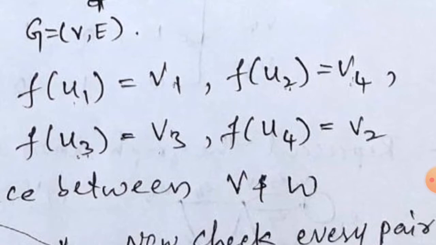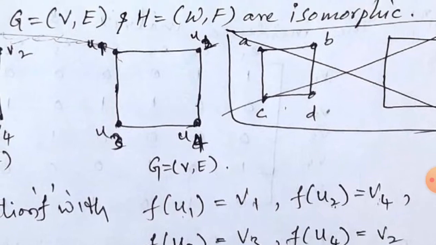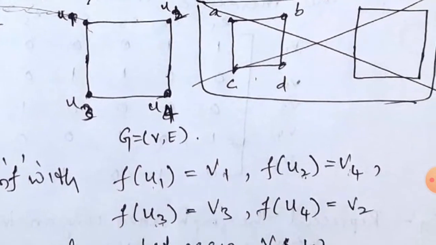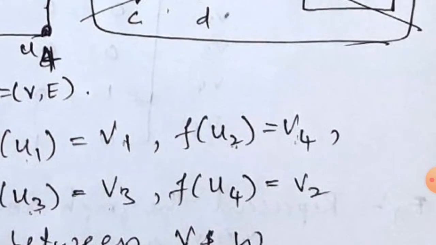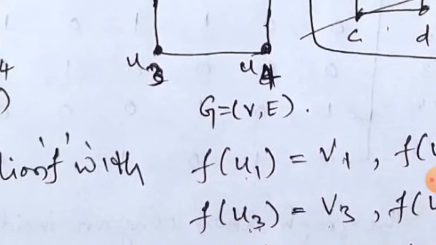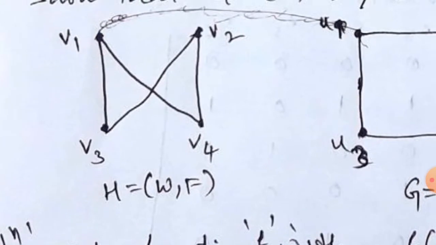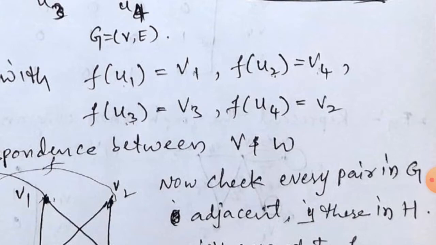Now observe u2 u4, for example. Is there any edge in G? Yes, there is an edge between u2 and u4. Then observe their images, v4 and v2. There should be an edge between v4 and v2 in H. Observe v4 v2: there is an edge. Like this, compare every pair. If at least one pair does not satisfy it, then the adjacency property is not satisfied. So you have to compare every pair of vertices.